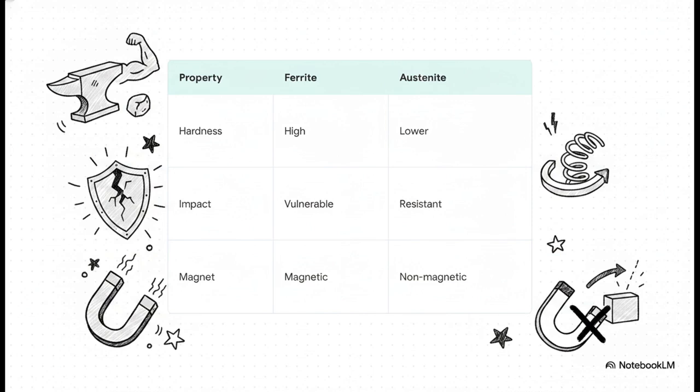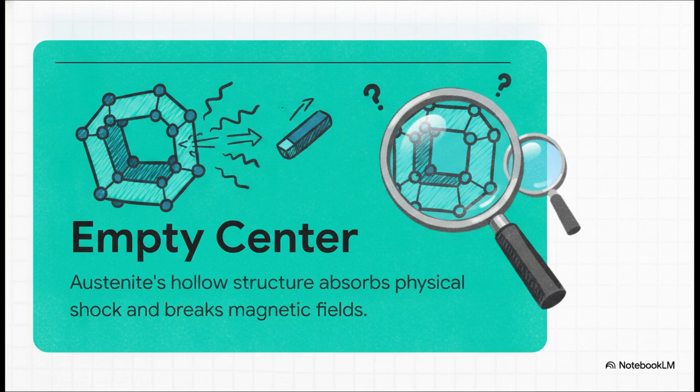And finally, the ultimate field test, magnetism. Ferrite is magnetic. A magnet is going to snap right onto it. Austenite, completely non-magnetic. It literally ignores magnets. So if you hold a magnet to a piece of steel and it doesn't stick, you're more than likely looking at one of our 3-piece set exceptions. Now, you might be wondering what's scientifically going on here. Why does austenite absorb shock so well, and why does it completely ignore magnetic fields?